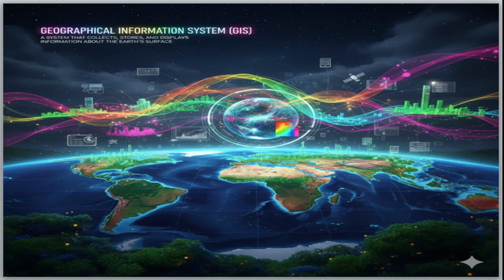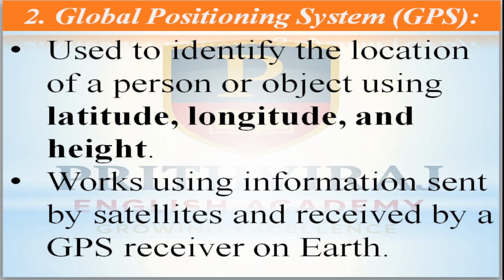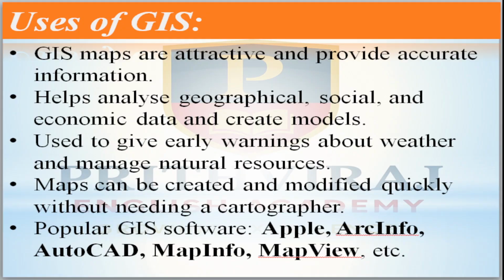Now move to the uses of GIS. GIS maps are attractive and provide accurate information. It helps to analyze geographical, social and economic data and create models. You can use it for early warnings about the weather, like cyclones and floods that are going to take place. We come to know about that through GIS, and it helps us to manage the natural resources.